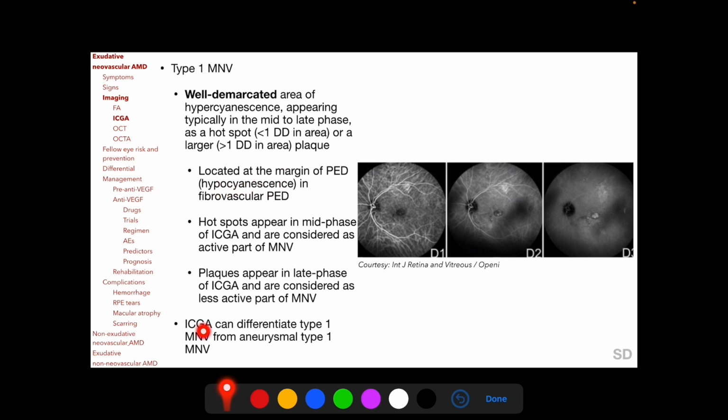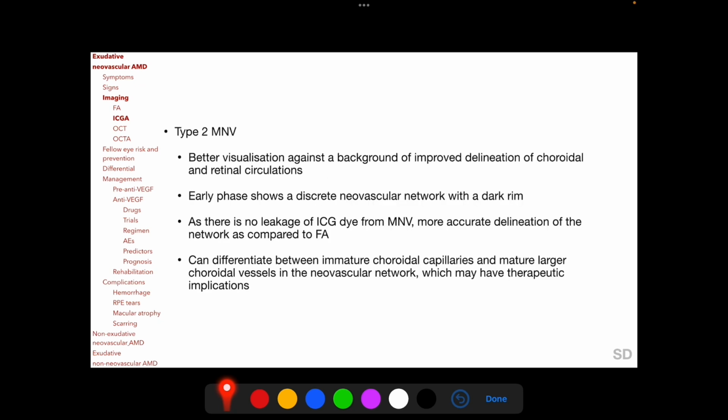ICGA can also differentiate type 1 MNV from aneurysmal type 1 MNV, which is also known as polypoidal choroidal vasculopathy, and which we will discuss with the pachychoroid spectrum of diseases. As we have discussed earlier, type 2 MNV is well seen on fundus fluorescent angiogram, and so ICGA is usually not done in this situation, but ICGA may provide a better visualization of the MNV with early phase showing a discrete neovascular network with a dark rim.